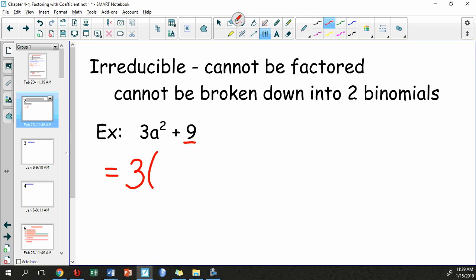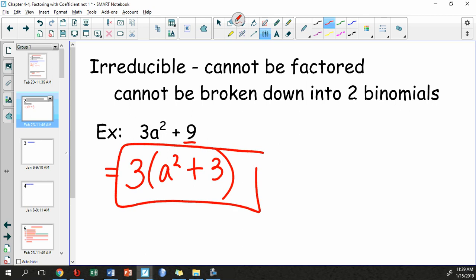So I'm going to go fish and pull out my GCF by division. What is 3a squared divided by 3? a squared. Drop down the plus sign. What is 9 divided by 3? 3. Mentally, if I were to distribute the 3 back in, what would I get? The original problem of 3a squared plus 9. This is pulling out the GCF. Now, I want to know, can I factor that into two binomials?